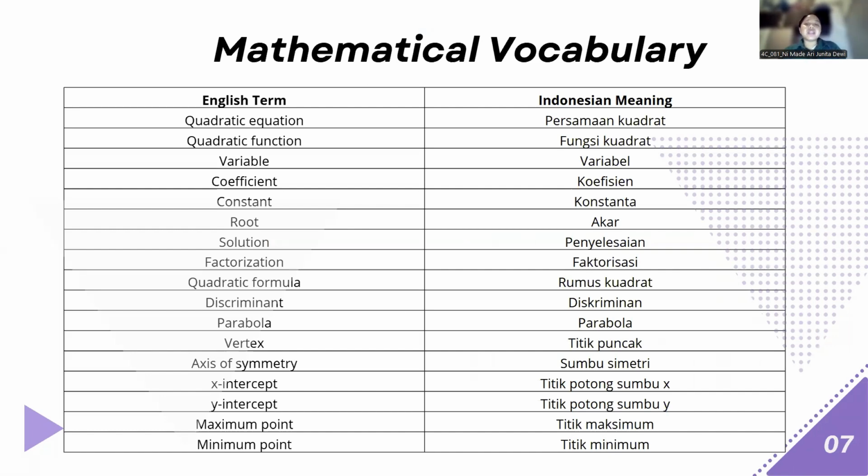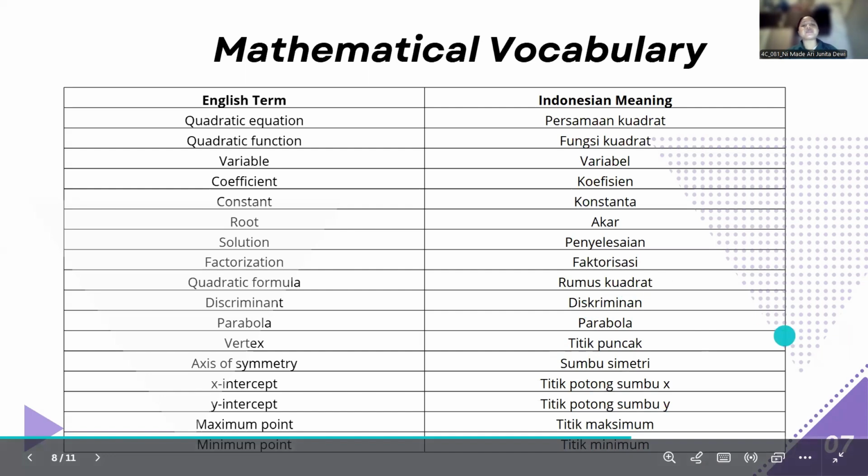Next is vocabulary. Now let us review some important vocabulary in this lesson. Quadratic equation means persamaan kuadrat, quadratic function means fungsi kuadrat, variable means variabel, coefficient means koefisien, constant means konstanta, root or solution means akar or penyelesaian, and so on. You do not have to memorize all of them at once, but you should understand how these words are used in mathematical sentences. For more vocabulary, you can also pay attention to the list shown on this side, okay?